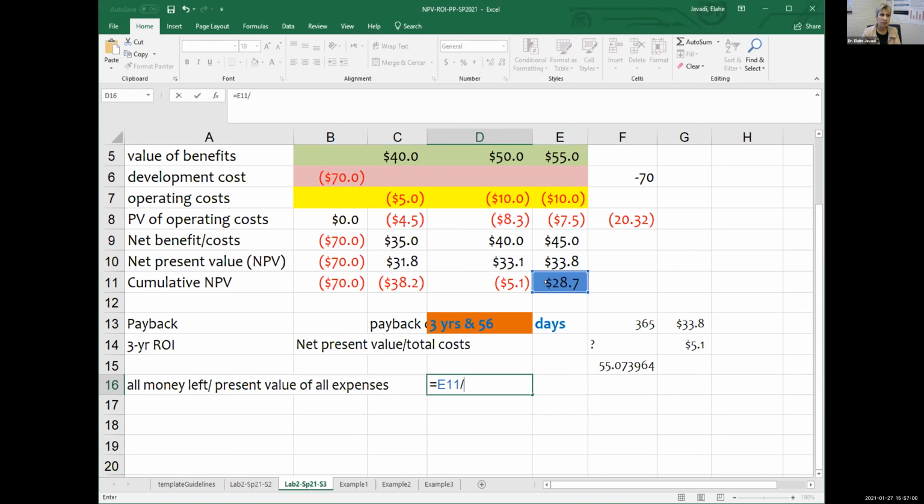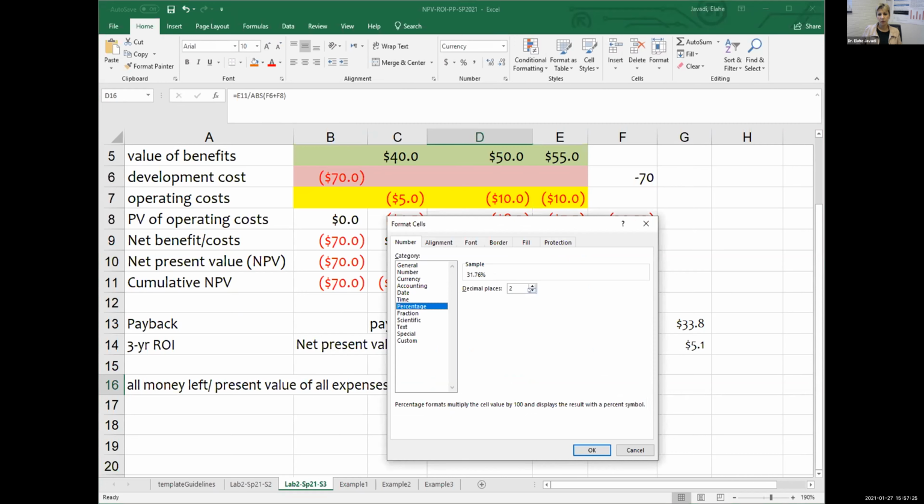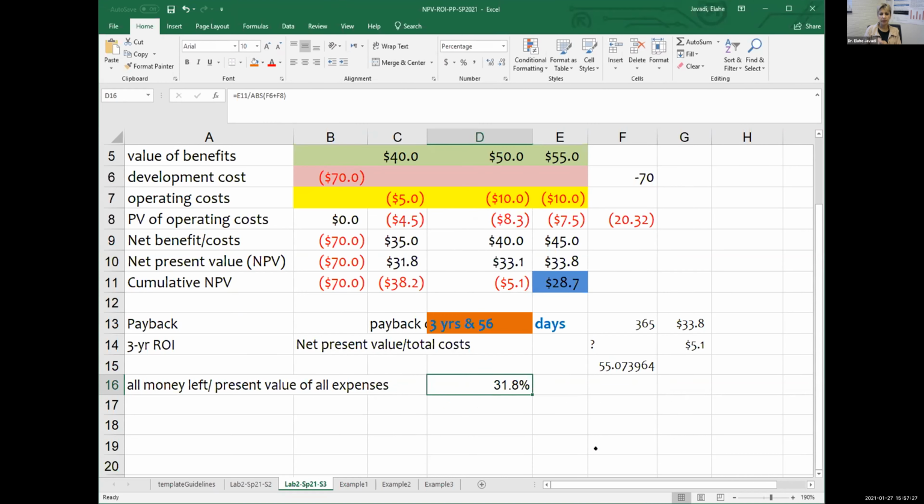But this is return on investment. I look at the money spent. I don't need the negative signs here. So I do absolute value of one of the costs, plus this number. I'm gonna enter, right click, format cells, percentage, one decimal point, that's my return on investment.